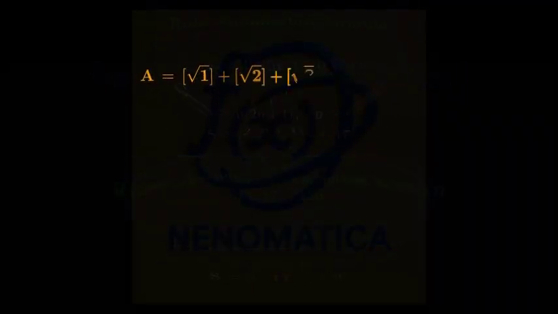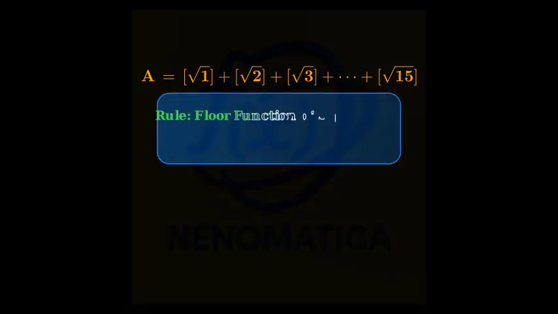In this walkthrough, we will solve a floor of square root summation example using clear, numbered steps and rule boxes, with key changes highlighted in orange. We start with the key rule for floors of square roots. We group integers x by the interval where the floor of root x is constant.